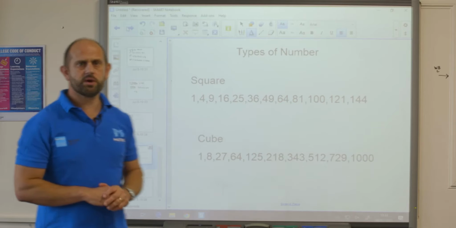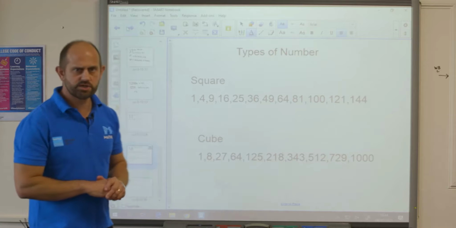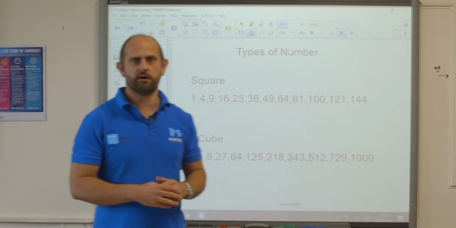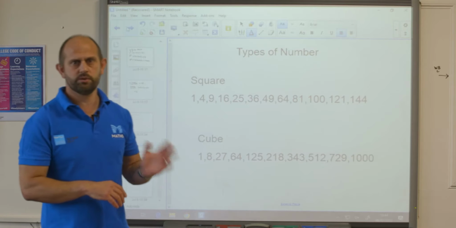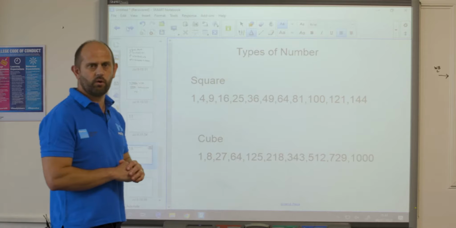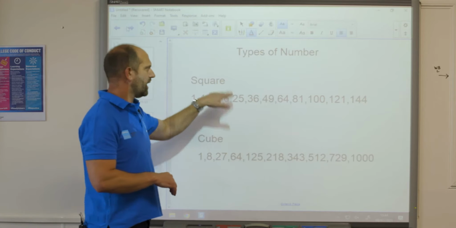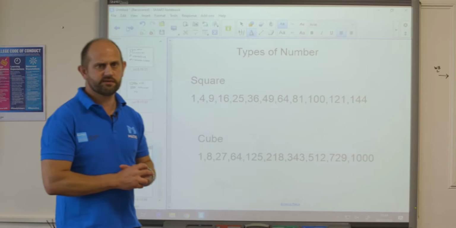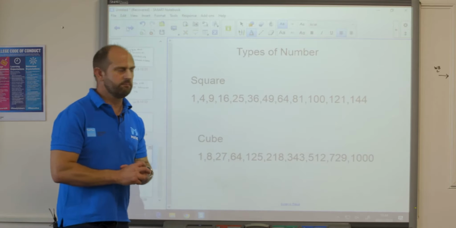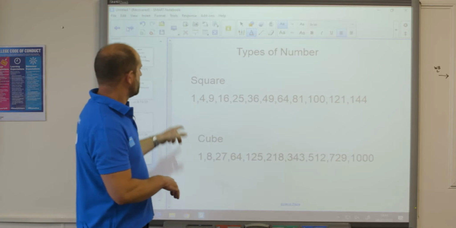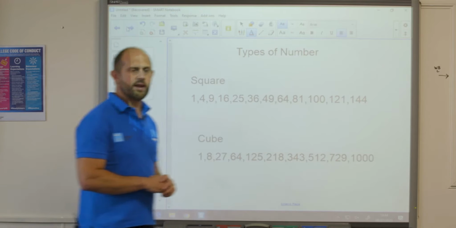Other types of numbers we want to look at now are square numbers. Remember, a square number is that number times by itself. 1 times 1, 2 times 2, 3 times 3. So 1 times 1 is 1, 2 times 2 is 4, 3 times 3 is 9, and so on and so forth. Again, square numbers, you need to learn at least the first 12 square numbers and the reverse, the square roots. Okay, so those are your square numbers.